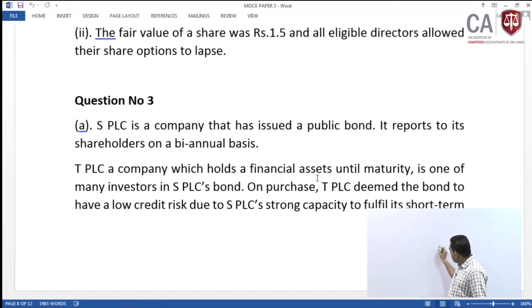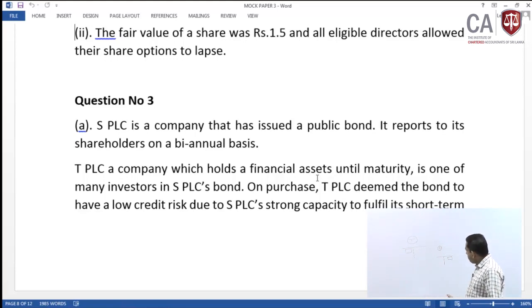SPLC has been the company that issued the bond, so they have a financial liability. Amongst many investors who invested in the bonds of company S, TPLC has been one investor, because they have invested in the bonds of company S. So, we should now talk about the accounting treatment in the books of company T relating to their investments made.